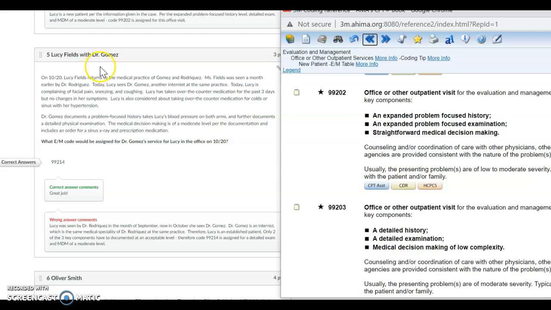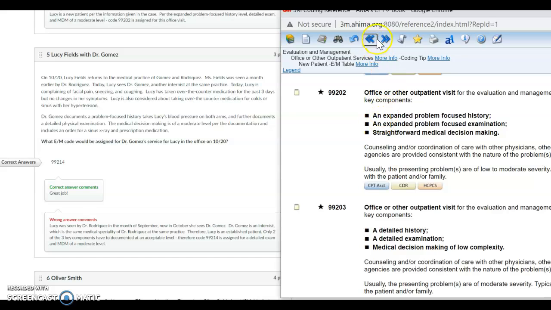Okay, so Lucy came back. She returns, was seen a month earlier. She's at the same medical practice, so she's no longer a new patient, even though she's seen a different doctor. They're both in internal medicine. Now, this gets a little bit different if, let's say, it's a bigger practice and she was in internal medicine and then went to orthopedics for a different issue. At that point, orthopedics could charge Lucy as a new patient.